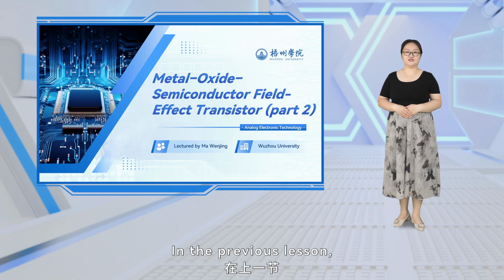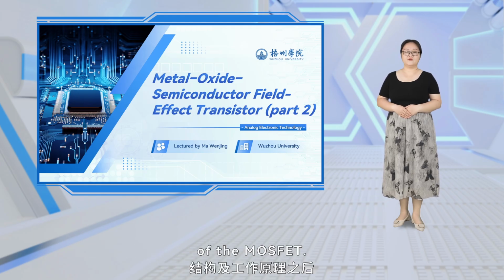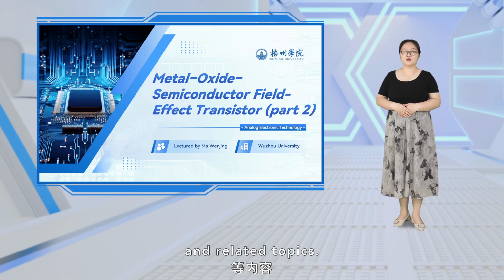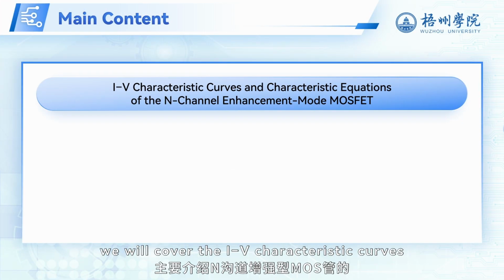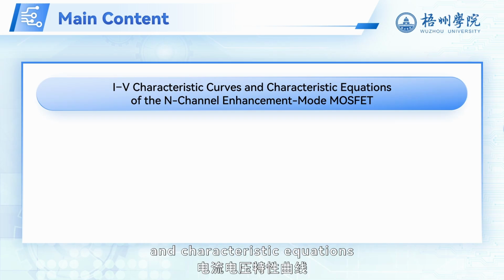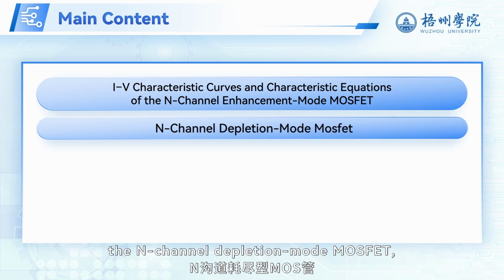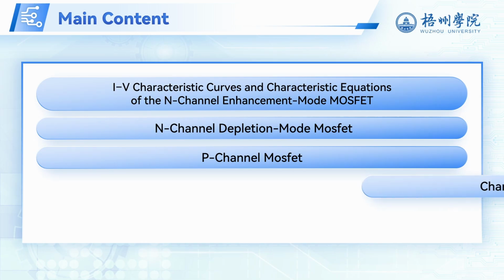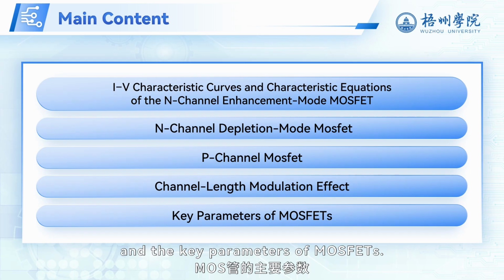In the previous lesson, we studied the structure and operating principle of the MOSFET. In this session, we will continue our study of MOSFETs and related topics. In today's lecture, we will cover the IV characteristic curves and characteristic equations of the N-channel enhancement mode MOSFET, the N-channel depletion mode MOSFET, the P-channel MOSFET, the channel length modulation effect, and the key parameters of MOSFETs.